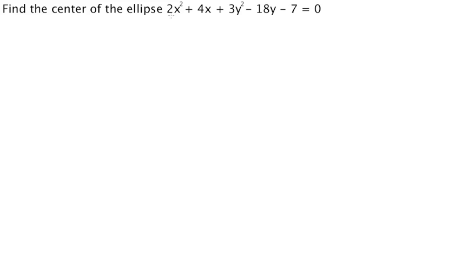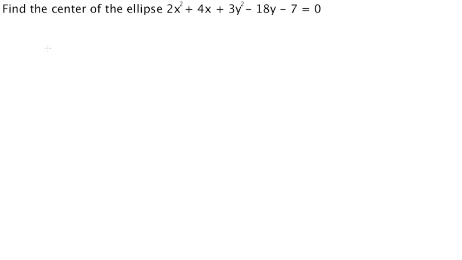Now the way that we know that this is an ellipse is notice that the coefficients of our x squared and y squared terms are not the same. Here it's 2, here it's 3. However, notice that they are the same sign. So that's how we know that this is going to be an ellipse. The x squared and y squared terms are both positive, but the actual coefficients are different.